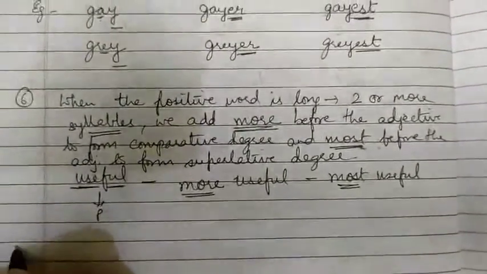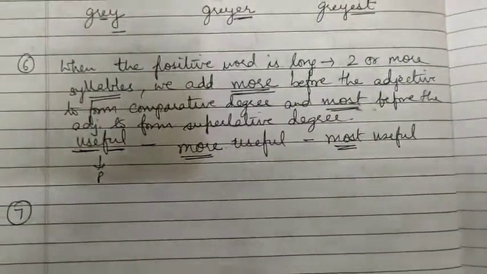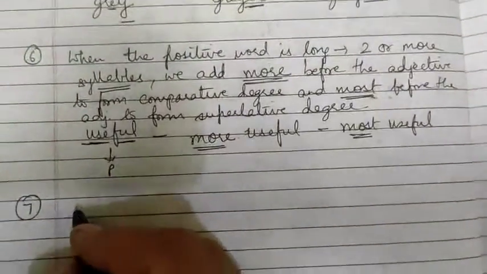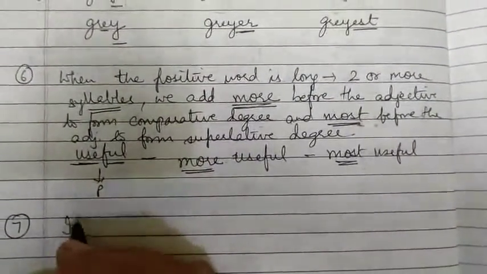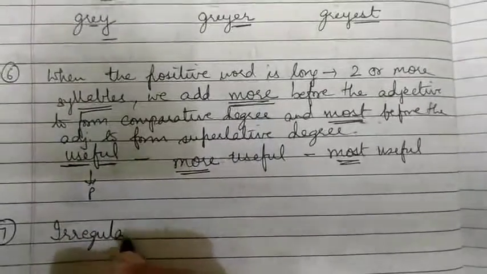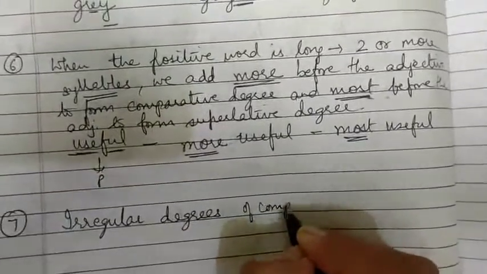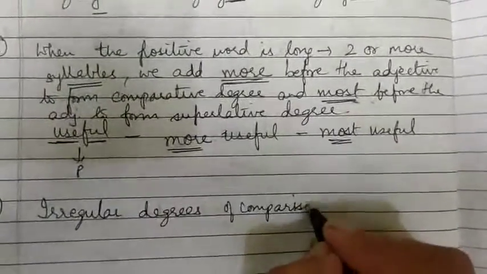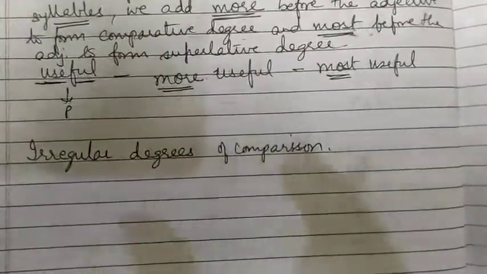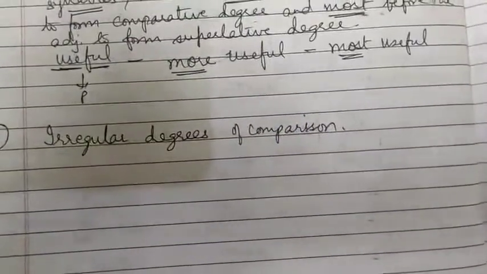Now the next rule is, children, there are some adjectives that do not form the comparative and superlative degrees from their positive degrees. You can say they are irregular degrees of comparison. I will explain this again: there are some adjectives that do not form the comparative and superlative degrees from the positive degree.